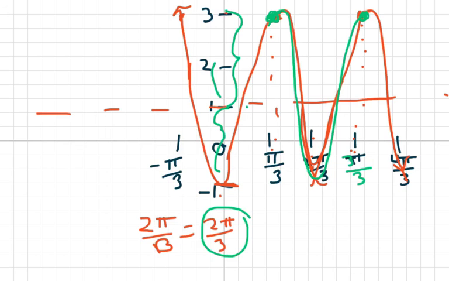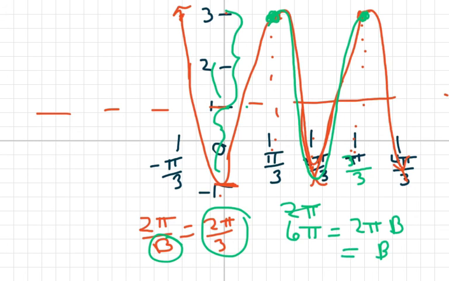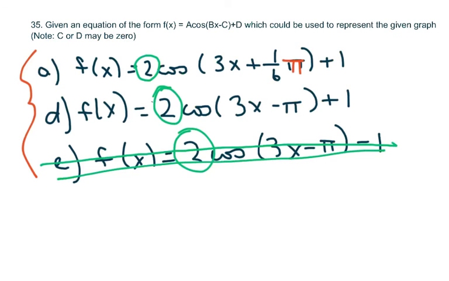So when I find my b, I'm going to cross multiply, and I get 2 pi times 3, which is going to be 6 pi, equals 2 pi times b. So b equals, if you divide both sides by 2 pi, 3. So let's see what we have there. Well, they're both 3, so we're good on that.